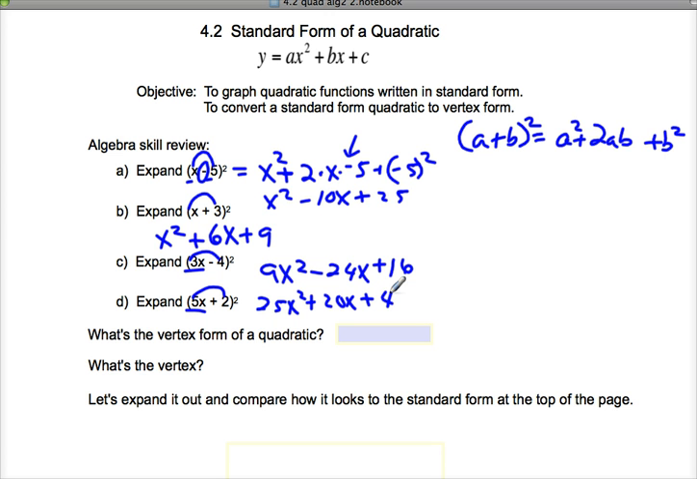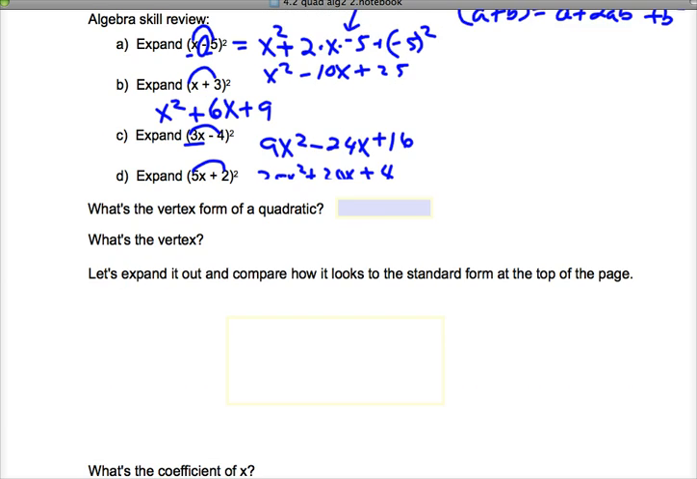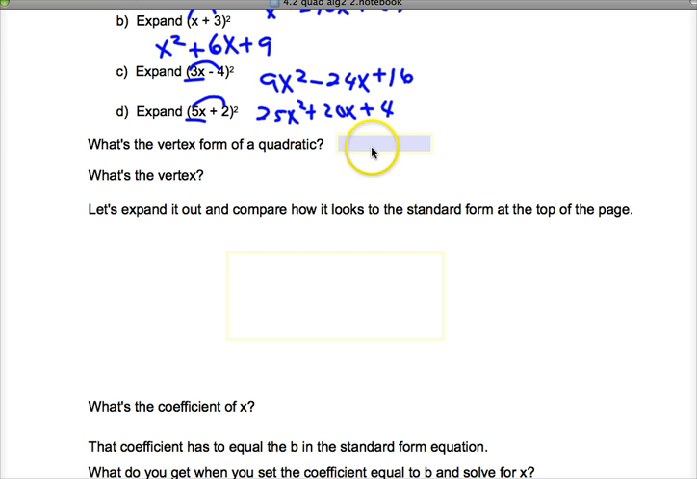Okay, well, why did I want us to practice the skill today? Because I wanted to look at the vertex form of a quadratic, which we went over yesterday. And what's the vertex form? Well, that's y equals a times the quantity x minus h quantity squared plus k. And the vertex was (h, k). h was the x coordinate of the vertex, k was the y coordinate. So let's expand that out.